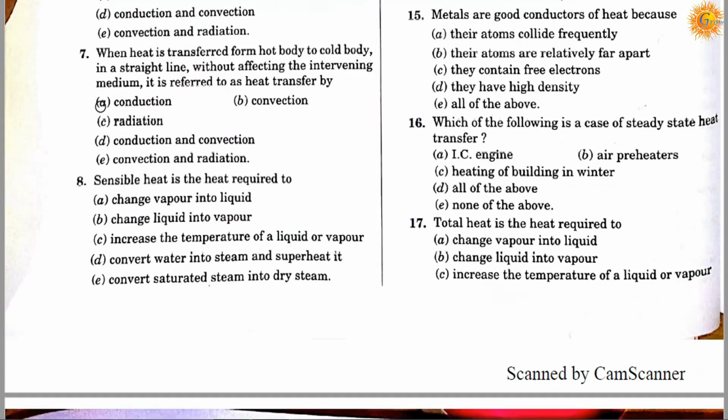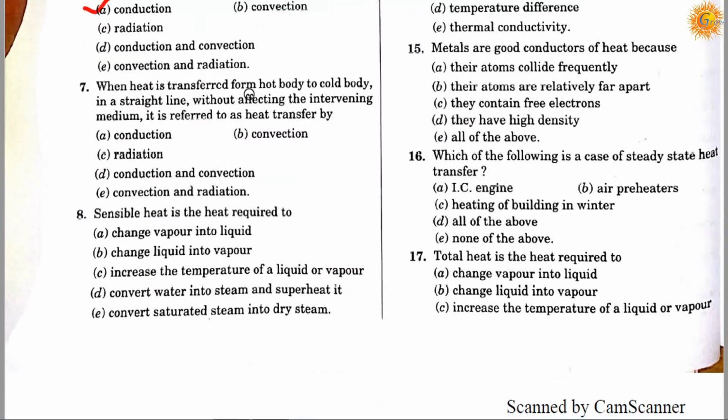Question number 7. When heat is transferred from hot body to cold body in a straight line without affecting the intervening medium, it is referred to as heat transfer by: option A, conduction. Option B, convection. Option C, radiation. Option D, conduction and convection. And option E, convection and radiation. So the correct answer is C, it will be radiation.